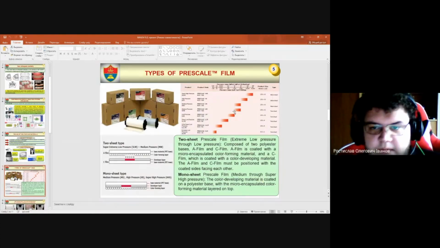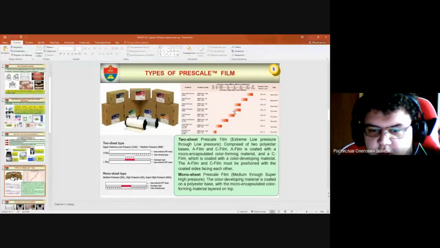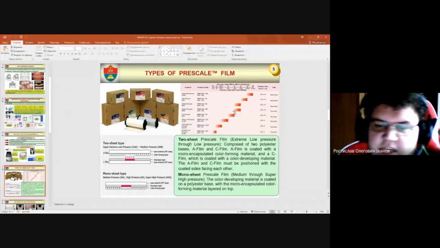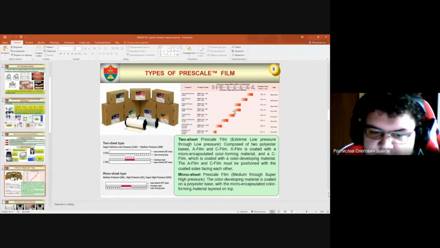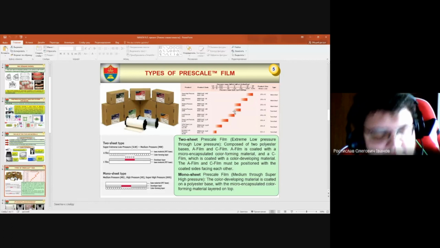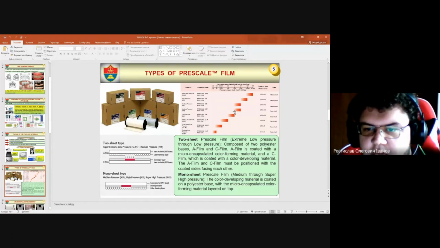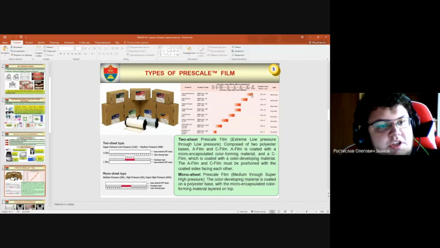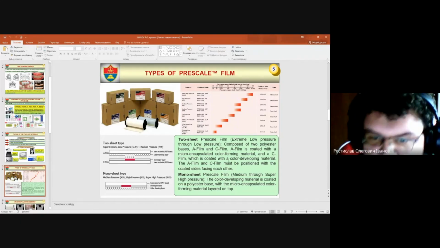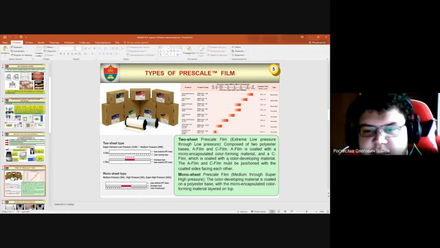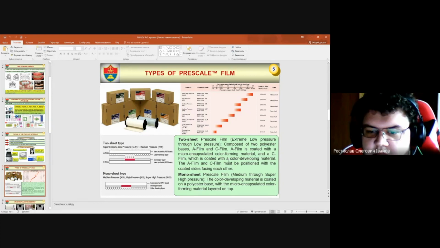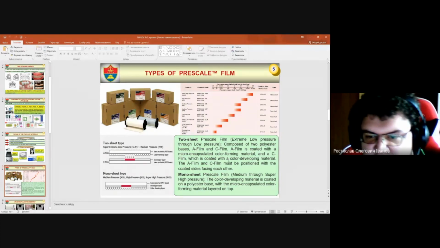There are two types of prescale films. The one-sheet type or mono-sheet type contains the color developing material on a polyester base and a fixating material, which fixates the color, by which we can determine the exact pressure conducted on a point. And the two-sheet type, which has two sheets. One contains the color developing material, and the second is a fixating material.